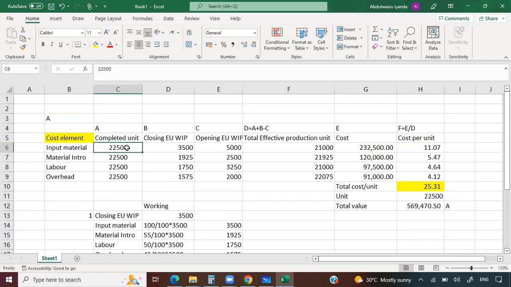This is what you completed. This is your work in progress. What we are looking for is what the total effective is that is yet to be completed. That is the idea of effective unit. The idea of effective unit is just to look for the value of what is left.